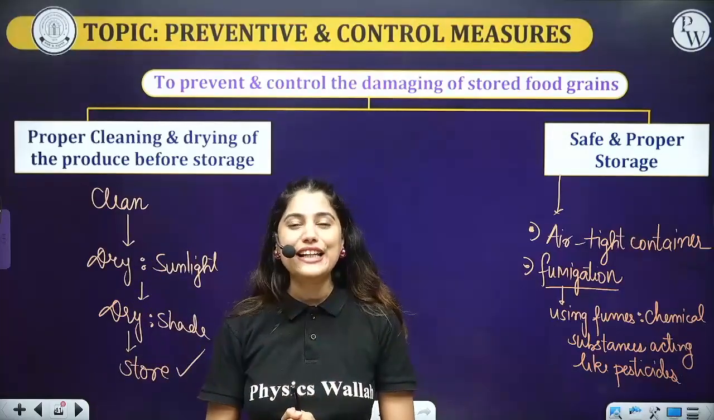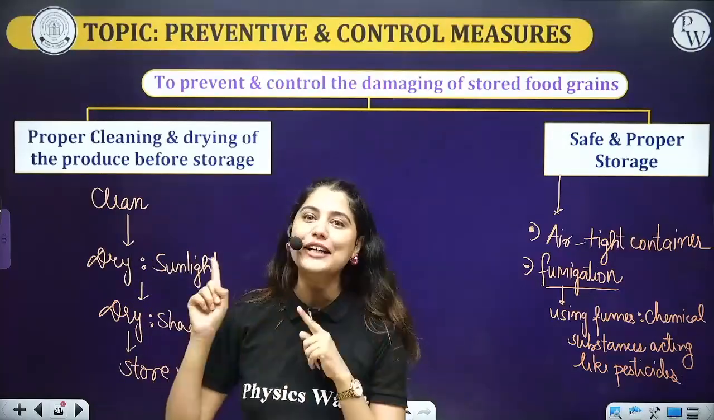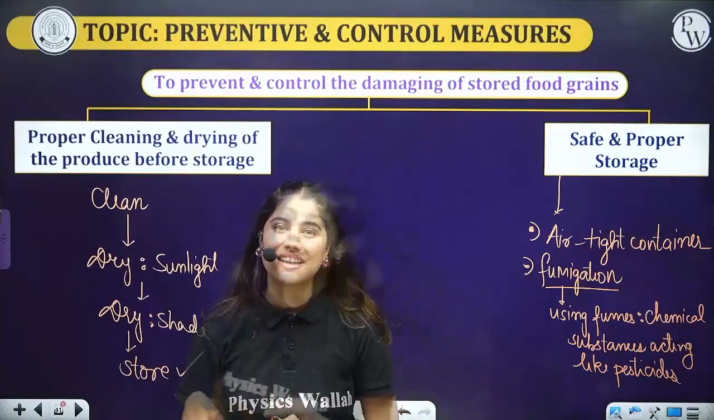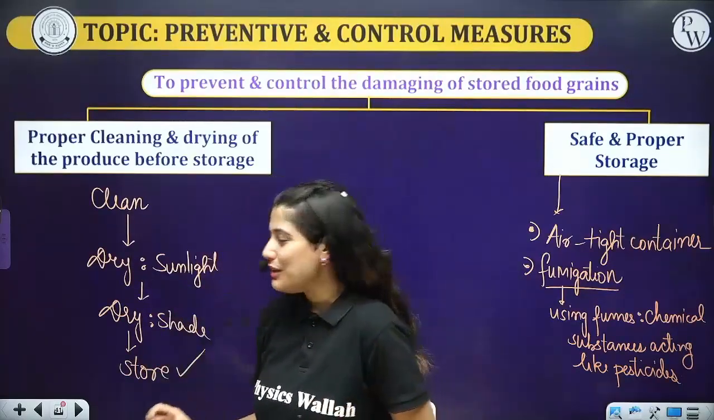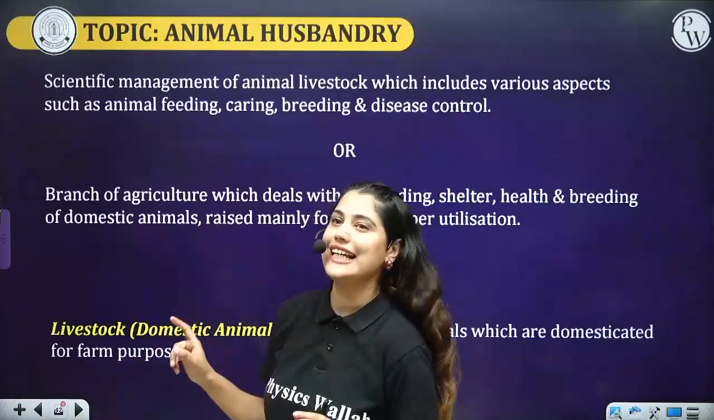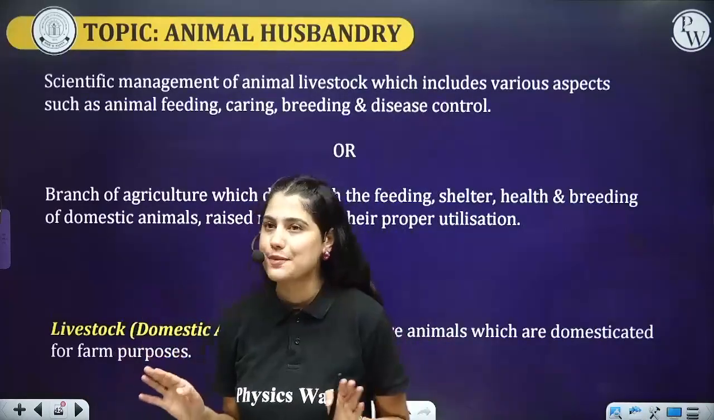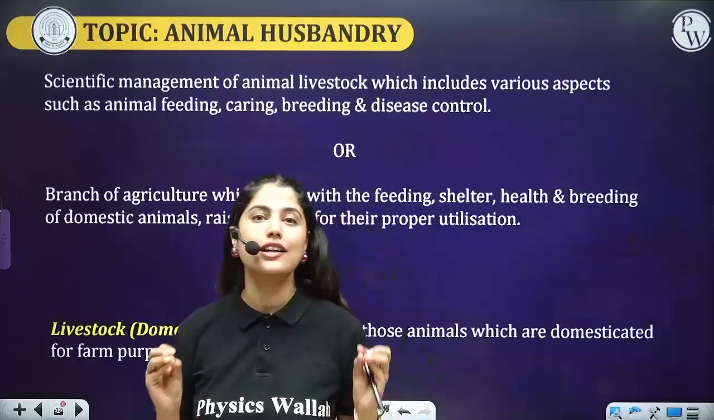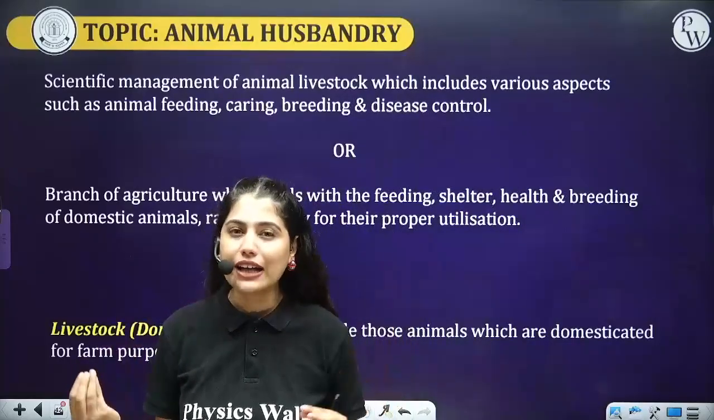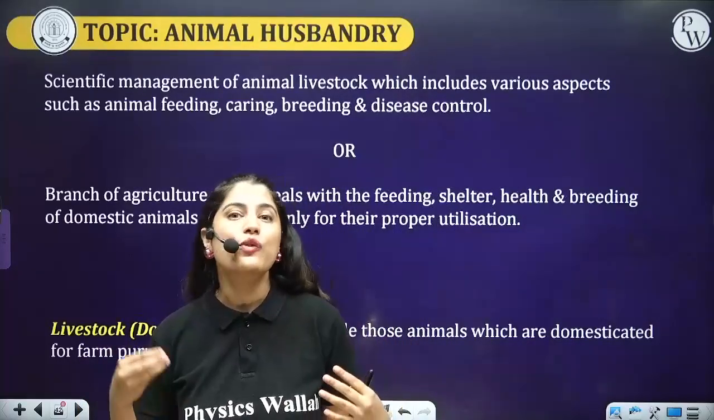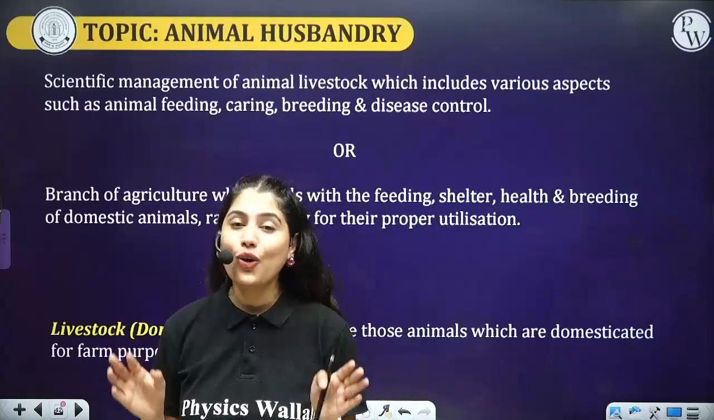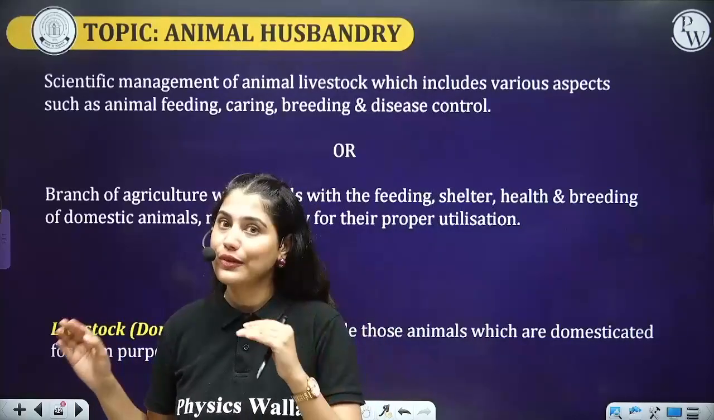Now finally we are moving towards animal husbandry. Let's get started with animal husbandry now, guys. Animal husbandry is taking care of our animals: we are raising them, providing shelter to them, breeding them, and also protecting them from diseases.